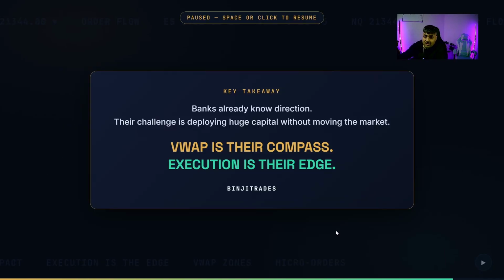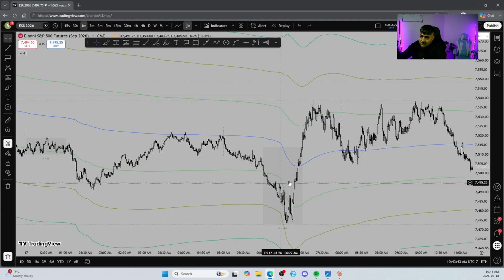So I think the key takeaway is that banks already know the direction. Their challenge is deploying huge capital, and that's a problem we don't have, which is a very good thing. VWAP is like the compass, execution is their edge, and we'll get into some live examples now. Let's look at this chart.